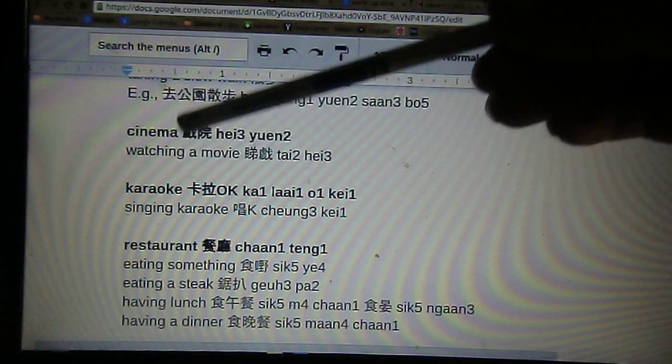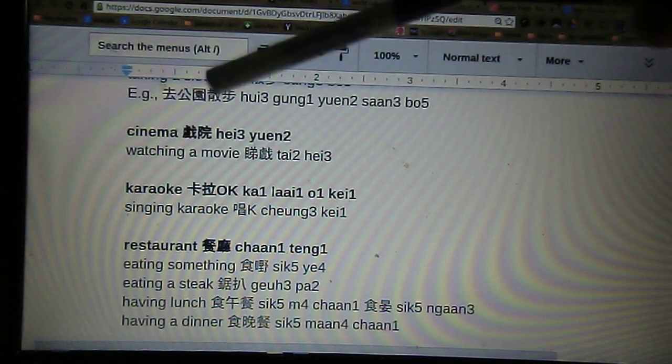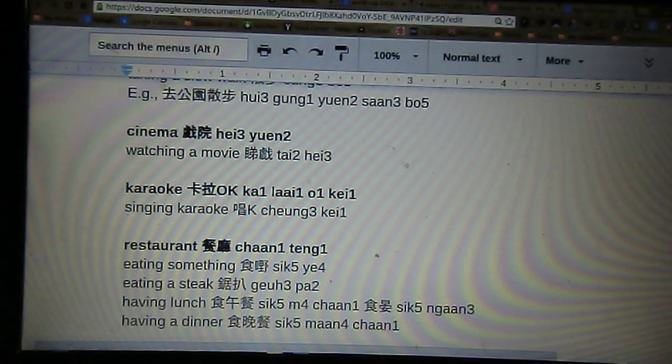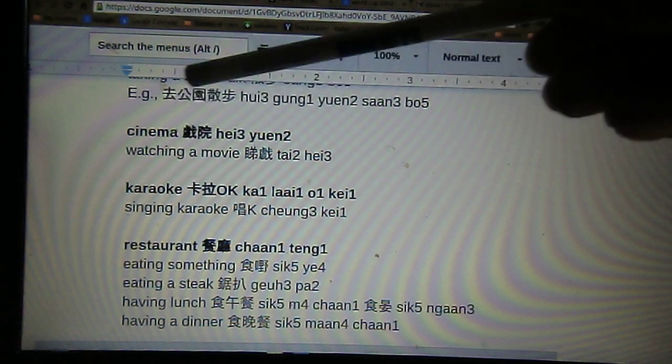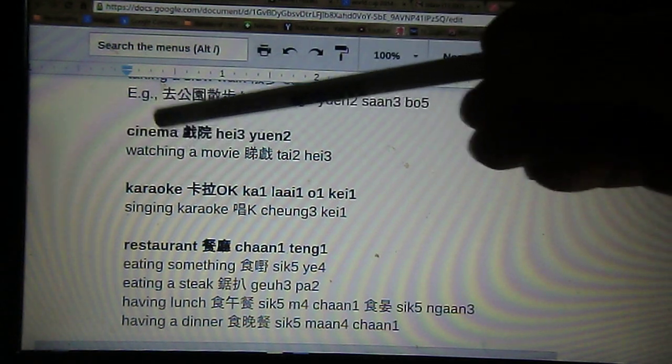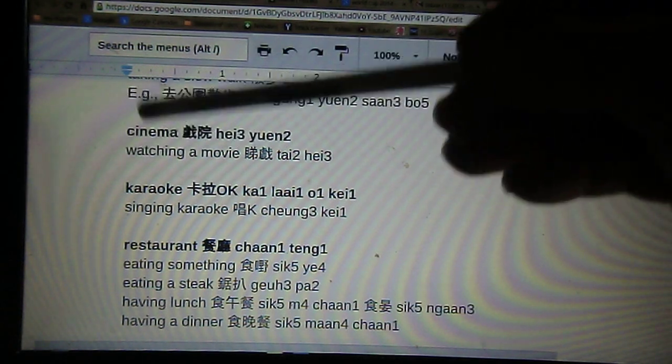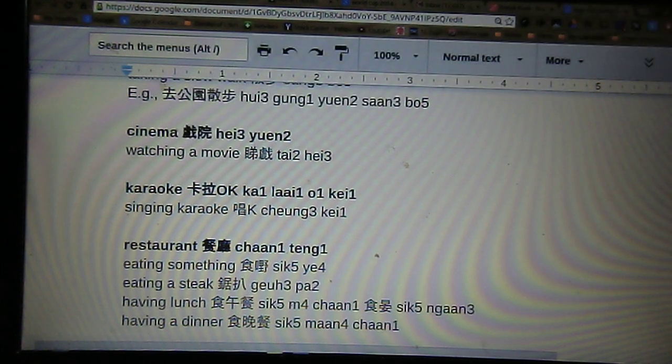For example, in Cantonese we have 大戲, Cantonese opera. 大戲, 大 means big, 戲 means show. So it's a big show. Right? So Chinese opera is a big show with a storyline. Right? So 戲院 is a cinema. Nowadays it's called a cinema. Right? But in the old days, 戲院 can be anything.